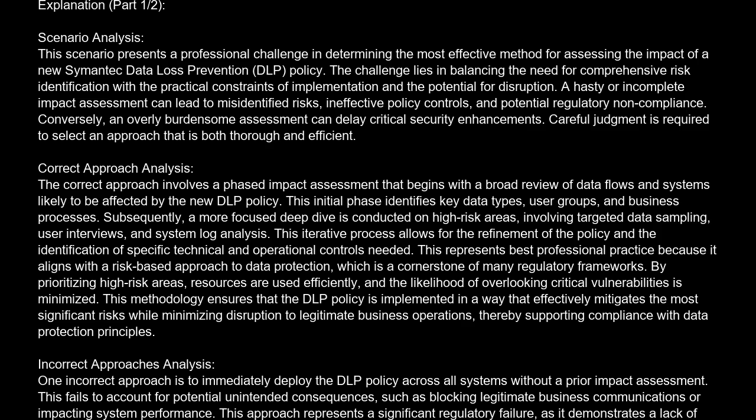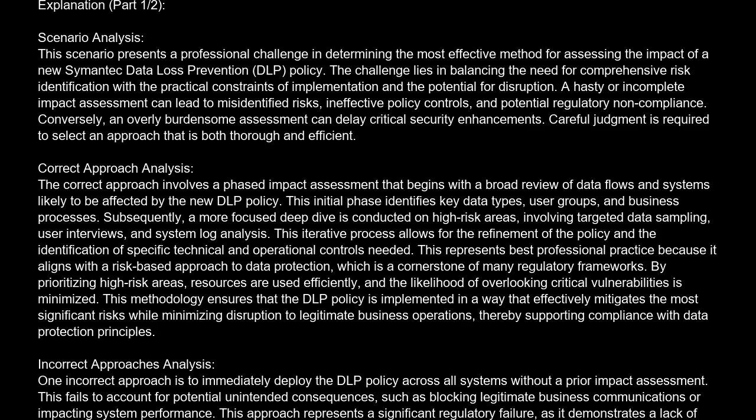Correct approach analysis. The correct approach involves a phased impact assessment that begins with a broad review of data flows and systems likely to be affected by the new DLP policy. This initial phase identifies key data types, user groups, and business processes. Subsequently, a more focused deep dive is conducted on high-risk areas, involving targeted data sampling, user interviews, and system log analysis. This iterative process allows for the refinement of the policy and the identification of specific technical and operational controls needed.